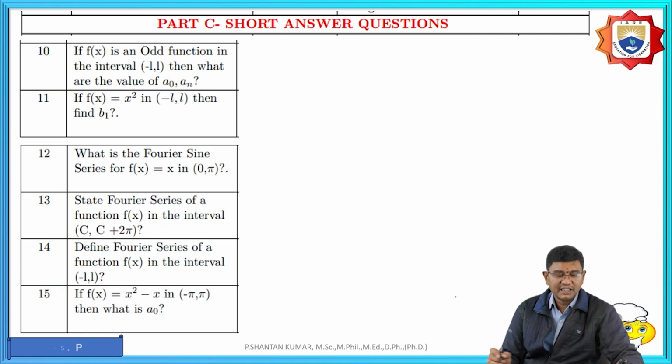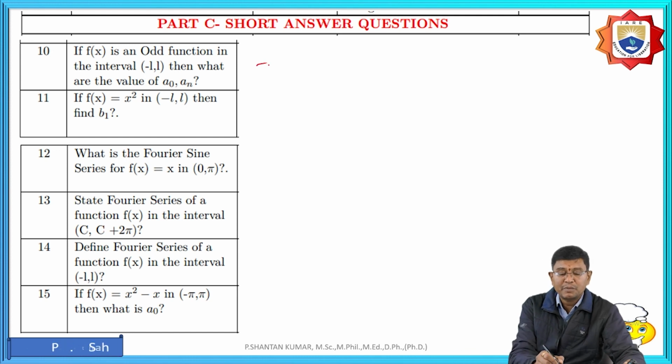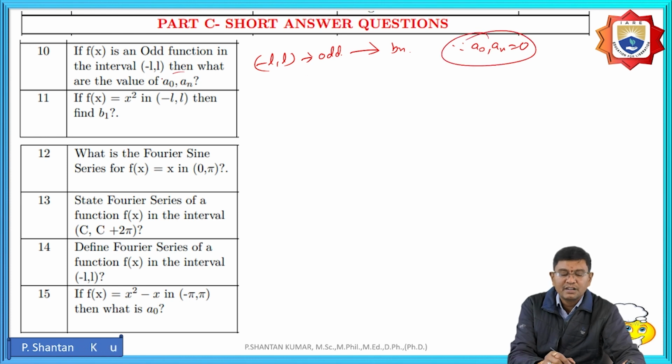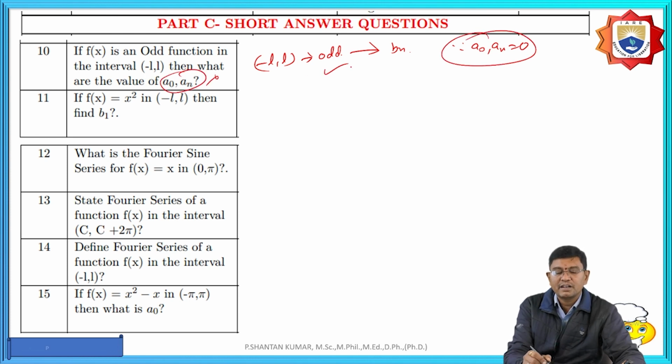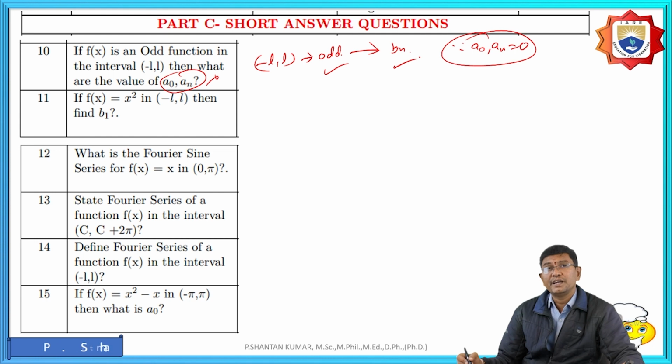Next one, if f of x is an odd function in the interval minus L to L, then what is the value of a naught and an? For example, in minus L to L, the function is an odd function, so we only need to find the values of bn. Since a naught and an are 0, those values are not required; we need to find the value of bn only.